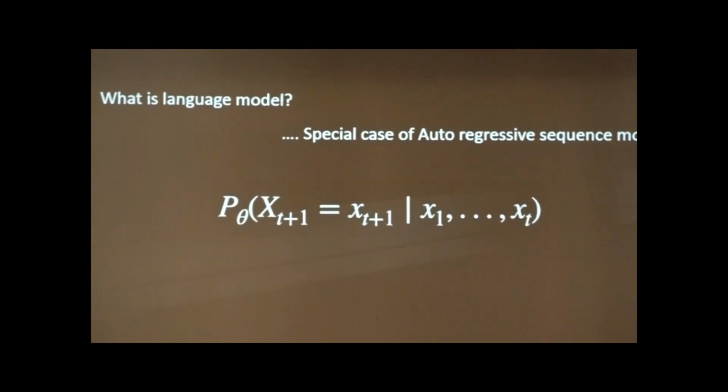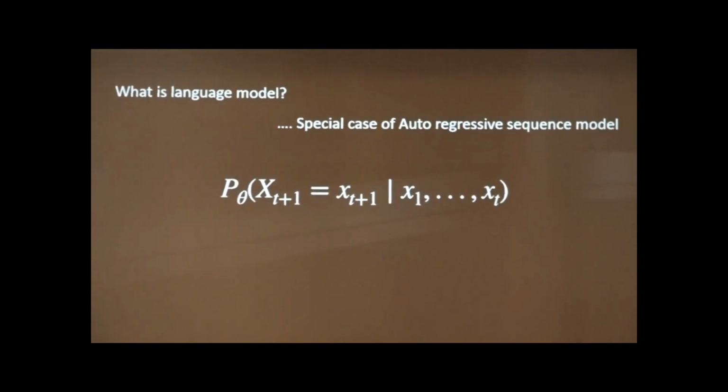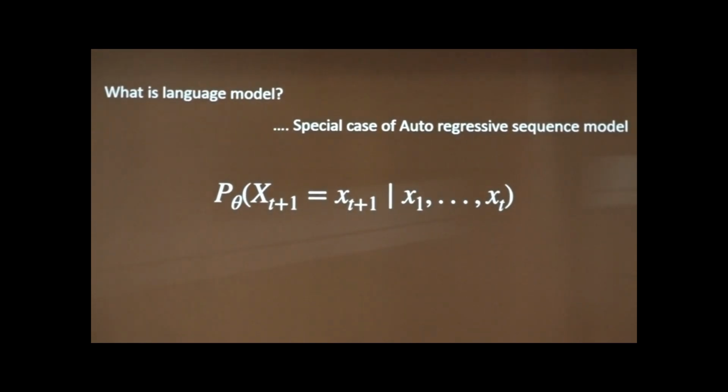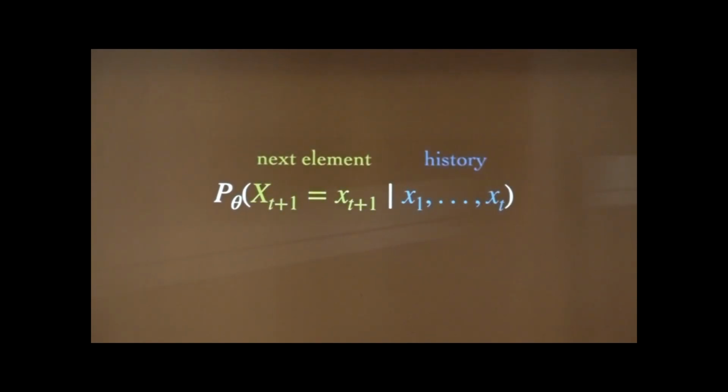Right. What is this language model? I am going to explain some mathematical perception. All the things we have discussed in a pictorial representation, I am taking you into the mathematical perception. It is a kind of autoregressive model only. You can see this: the probability of the next element given the history.